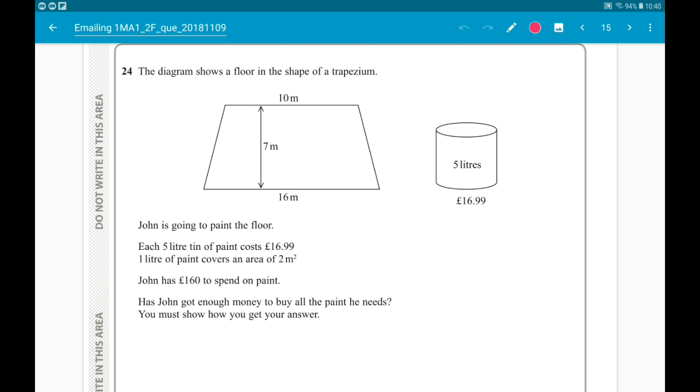John has £160 to spend on paint. Has John got enough money to buy all the paint he needs? You must show how you get your answer.